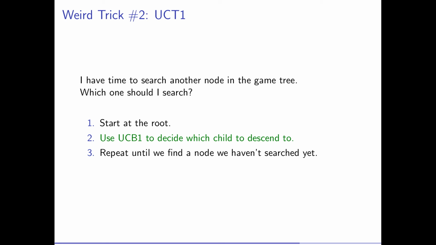We're going to take UCB1 and we're going to turn it into UCT1. UCB was, by the way, upper confidence bound. UCT is upper confidence bound for trees. Why they leave out the B, I don't know, but there it is.